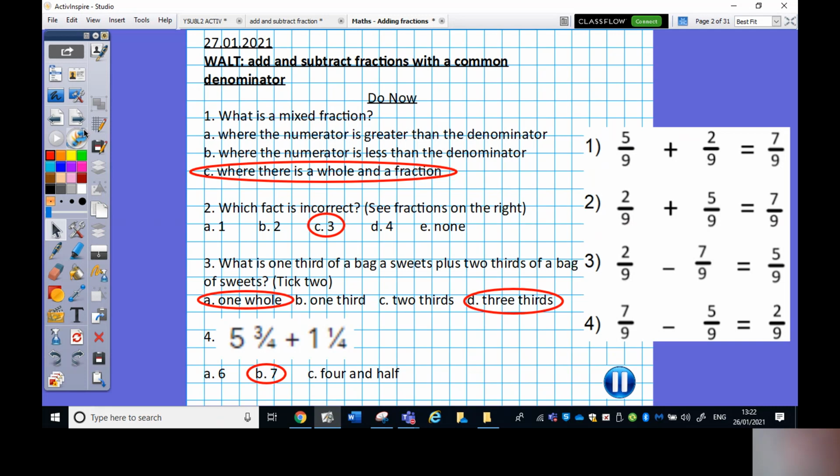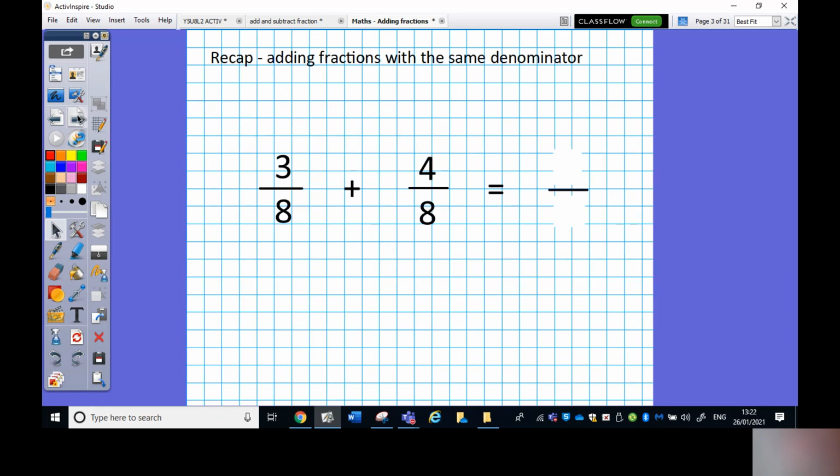So today we're going to be adding and subtracting fractions with a common denominator. Actually, we won't. We'll be looking for fractions that don't have a common denominator, so the denominators will actually be different. But let's take a look at what we were doing yesterday.